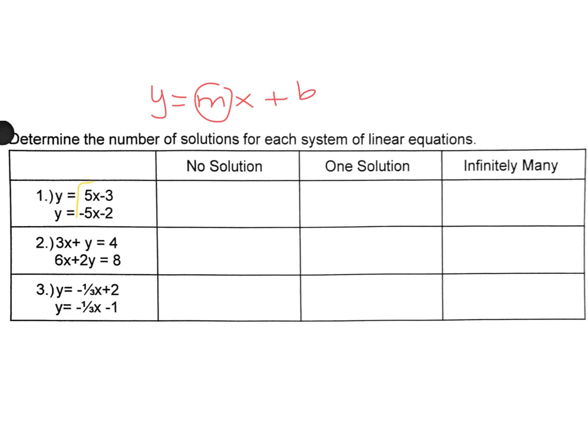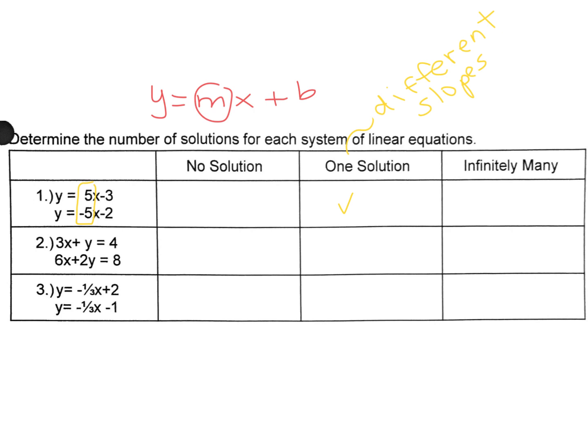Our first example, we have a positive 5 and a negative 5 for the slopes, and the intercepts are different. So the slopes are different and the intercepts are different. When the slopes are different and the intercepts are different, that will give us one solution. So just a reminder, different slopes. The positive and negative lines would eventually cross into one intersecting point.